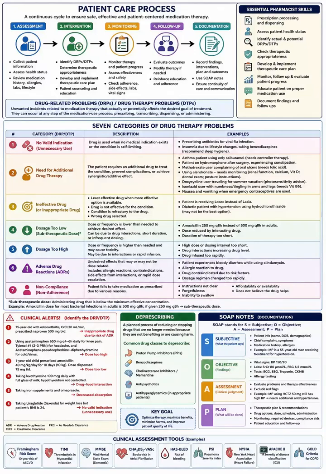Patient care process. Effective patient care follows a structured approach that includes assessment, intervention, monitoring, follow-up, and documentation. Each of these stages plays a critical role in ensuring optimal therapeutic outcomes and patient safety. Within pharmacy practice, delivering proper patient care requires the integration of several essential professional skills.